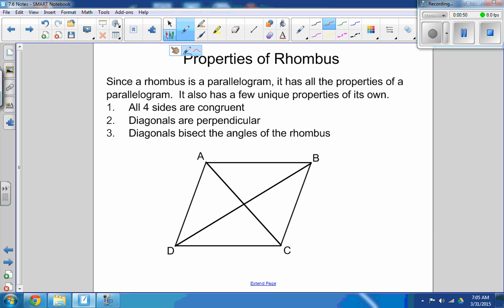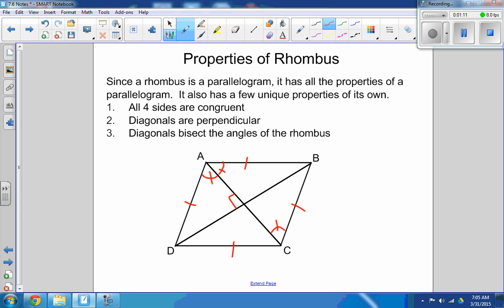All four sides are congruent. So all those sides are congruent. The diagonals are also perpendicular, so the diagonals intersect at 90 degrees. And the diagonals bisect the angles of the rhombus. So each angle here is bisected.